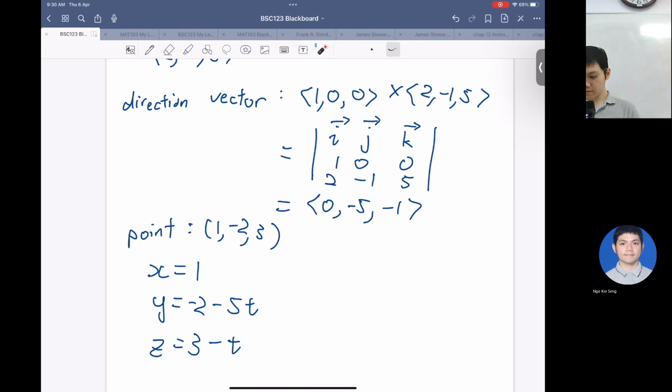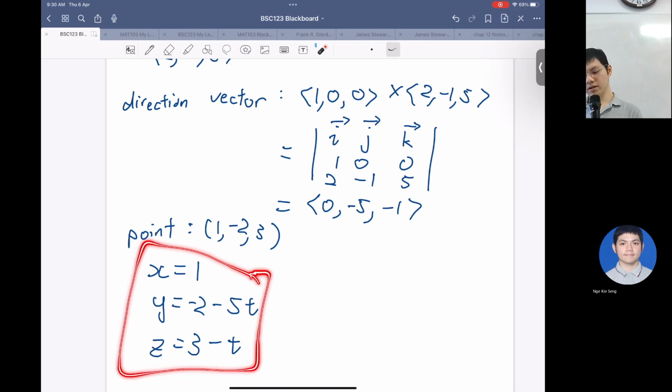So we make t equal 0. When t equals 0, it is exactly this point here. So this line will satisfy the condition that it has this vector and also passes through (1, -2, 3). We make it pass when t equals 0. Make sense?